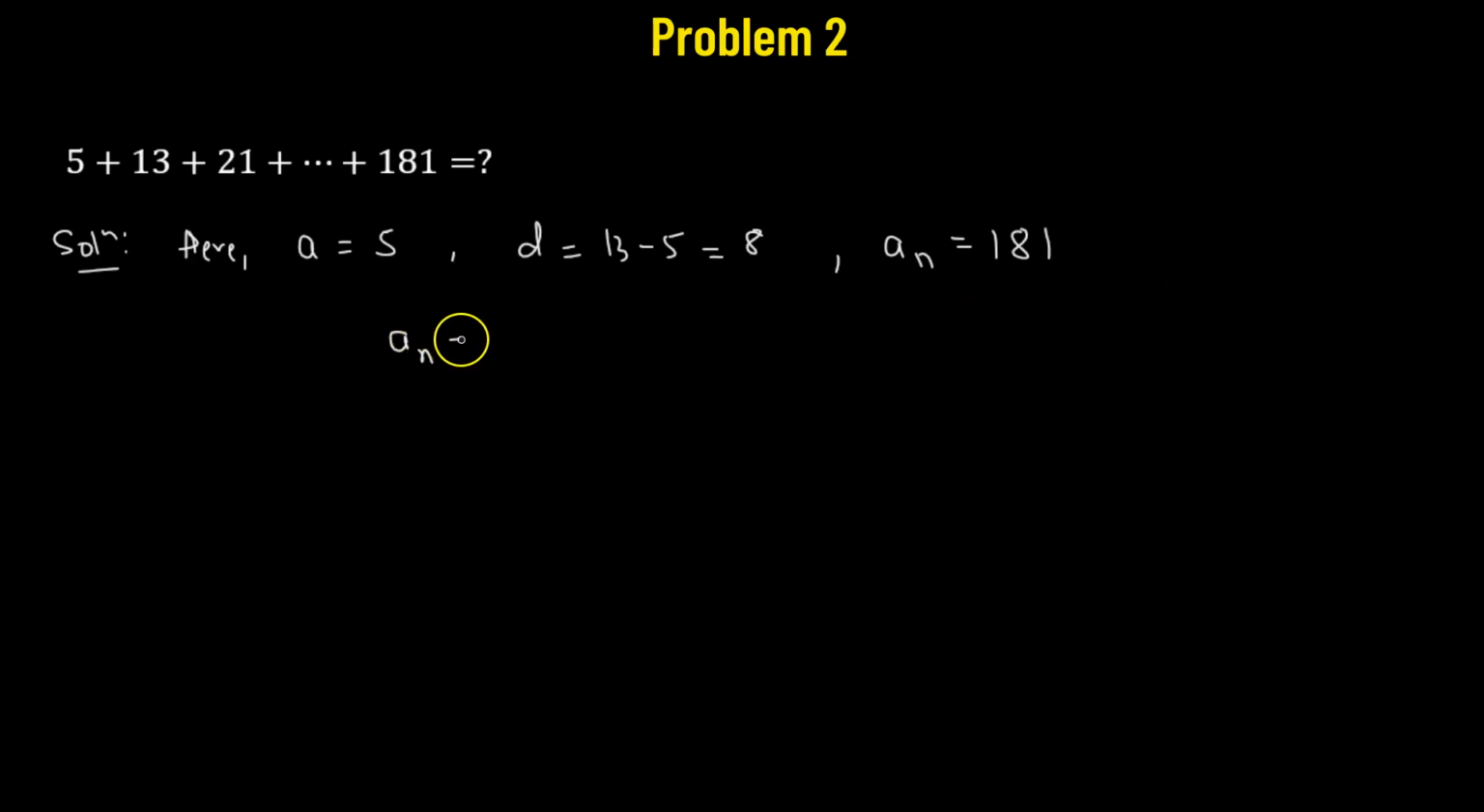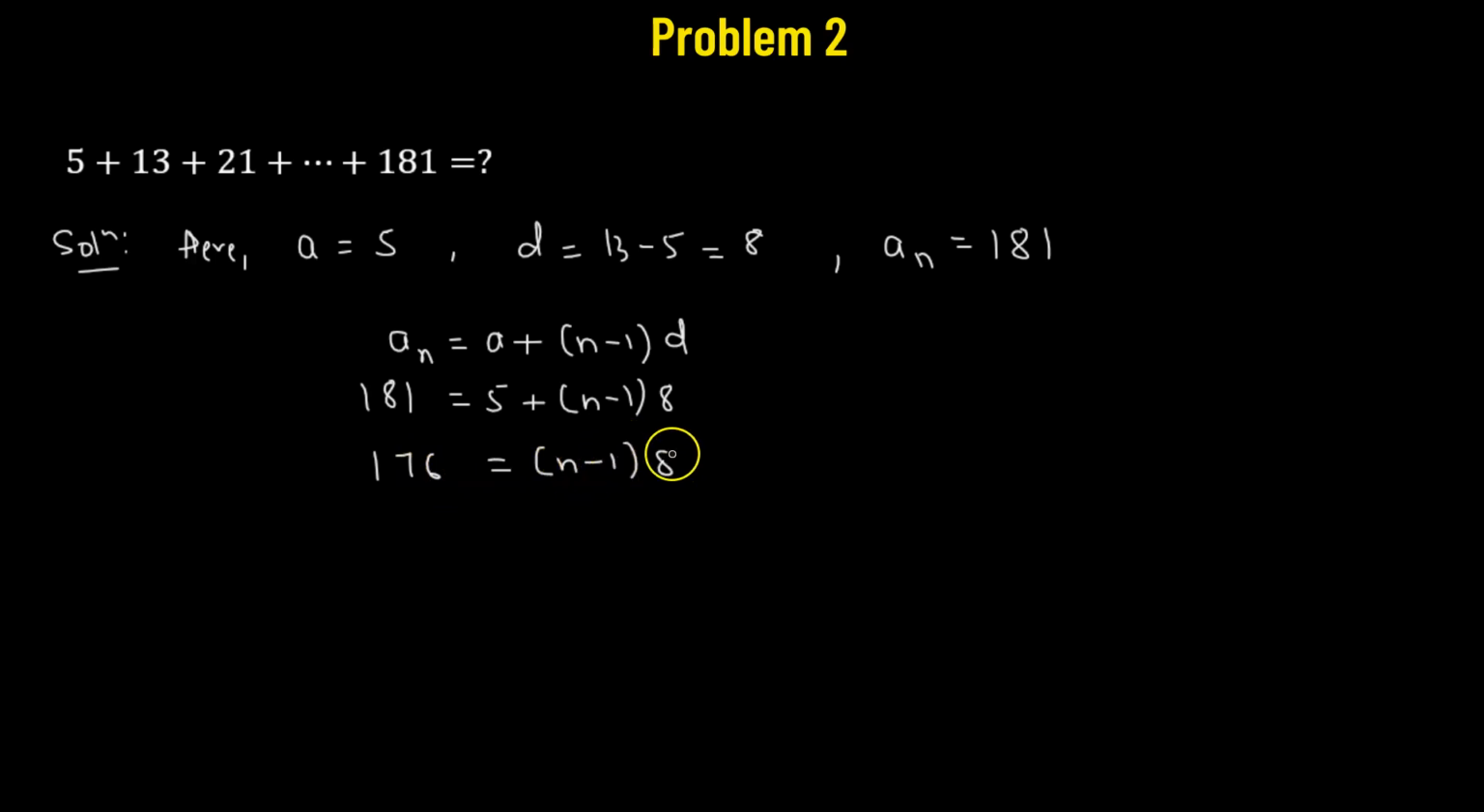We know that the nth term is given by a plus n minus 1 times the common difference d. So substituting all the values, we have 181 equals 5 plus n minus 1 times the common difference d, which is 8. We have 181 minus 5, so that's going to be 176, which will equal n minus 1 times 8, or simply n minus 1 equals 176 divided by 8. Now 176 divided by 8, that's going to be 22. So the n value is going to be 23.